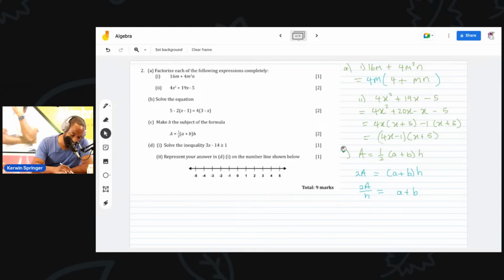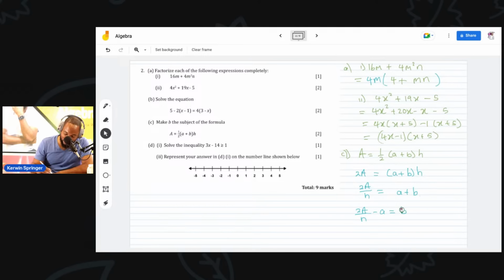Or maybe we have to tell C to wait for we there, see we coming back. I'm gonna go and do B. Nah. We finish C now. The indecisiveness. So we want to make B the subject of the formula. So 2A over H minus A is equal to B.